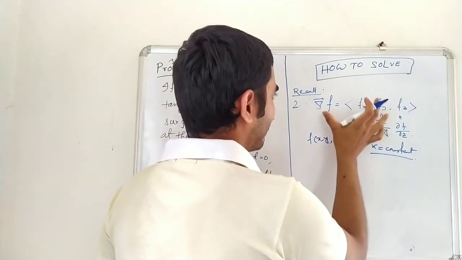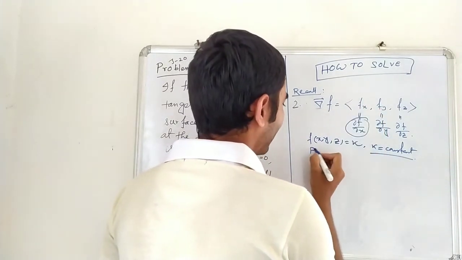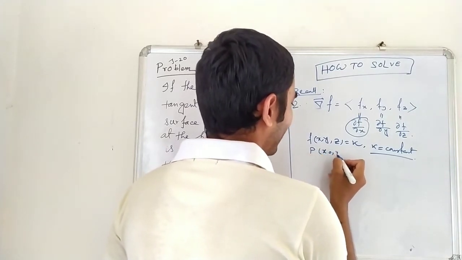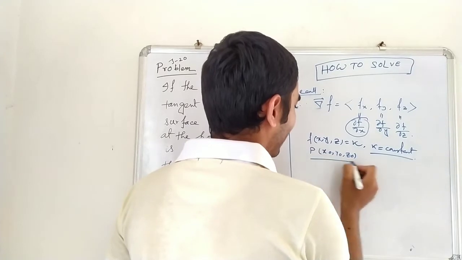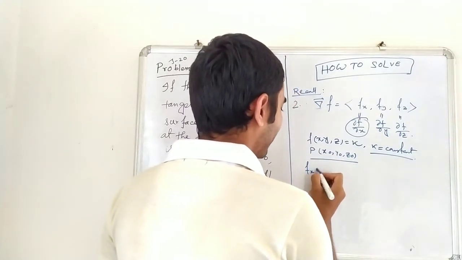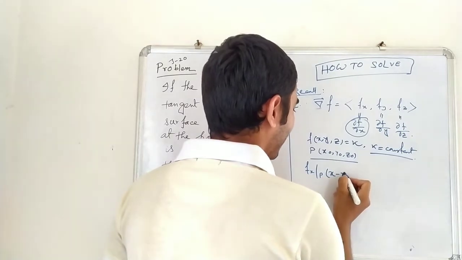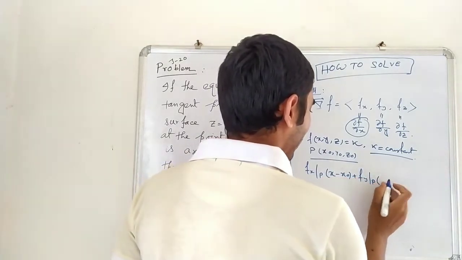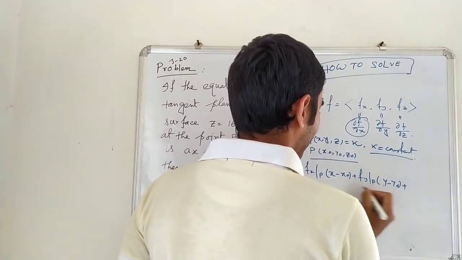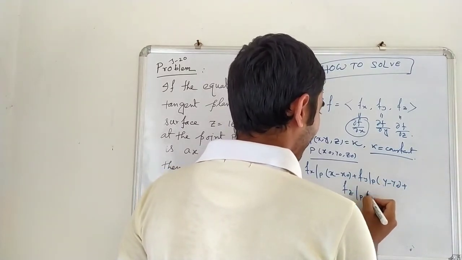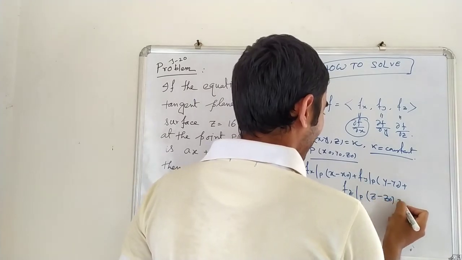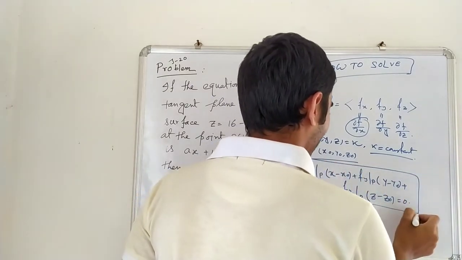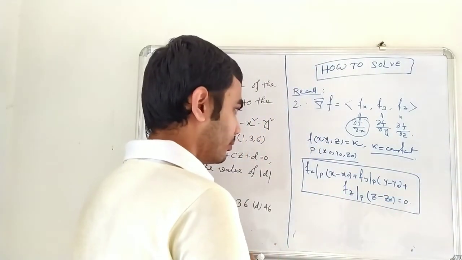So this is the surface and this is the gradient vector. If you consider the equation of the tangent plane at point P, whose coordinates are x0, y0, z0, it is given by fx at point P into x minus x0, plus fy at point P into y minus y0, plus fz at point P into z minus z0 is equal to 0. So this is the equation of the tangent plane which passes through the point P.